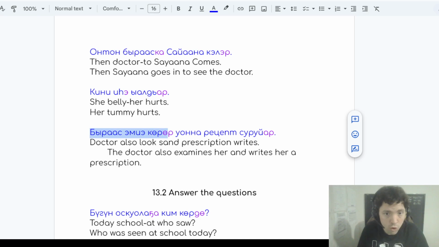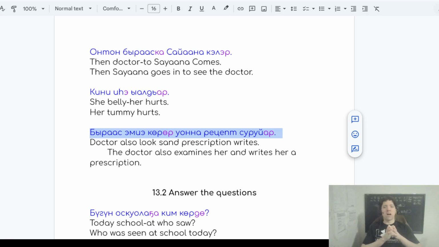Baras emie kurur wanda recept surweyar. The doctor also examines her and writes her a prescription. Baras emie kurur wanda recept surweyar.